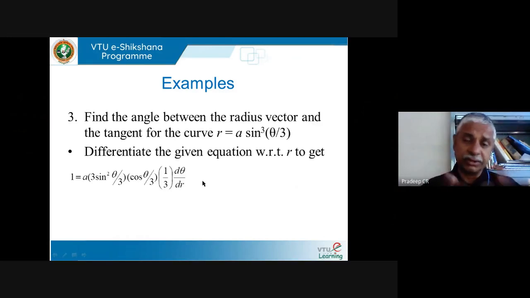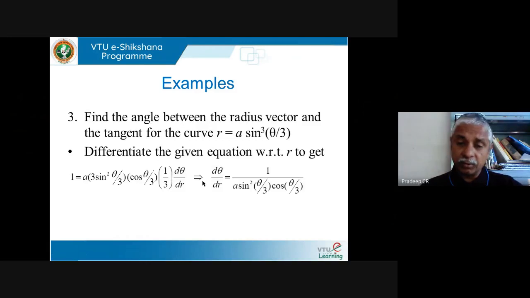This has nothing to do with the new polar equations or polar form of curves. They're just trying to test whether you know the chain rule well, which you learned in class 12. That's all, nothing else. So now from this, you have to find out what d theta by dr is.